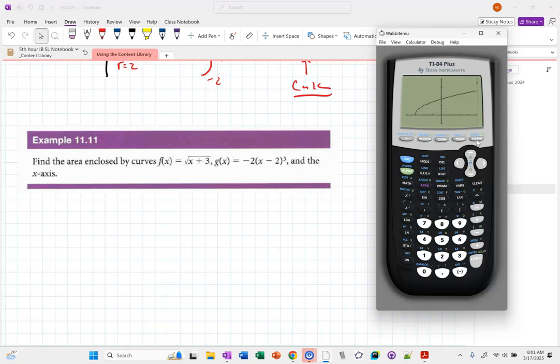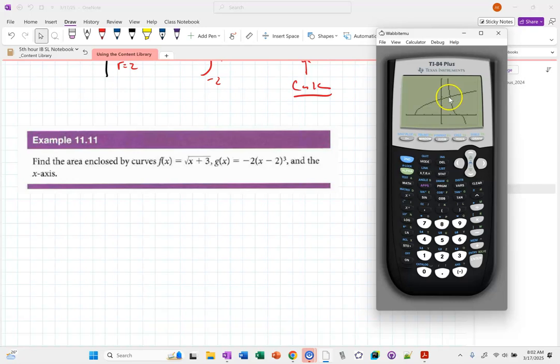So there's my first curve. There's my second curve. So the area I'm looking for is like that region, right? Everybody's okay with that? So what I notice is that, up to this point here at this intersection, I'm just needing the area under the square root of x plus 3. And then after that point, I just need the area under negative 2 times the quantity x minus 2 cubed. Did you guys see that?